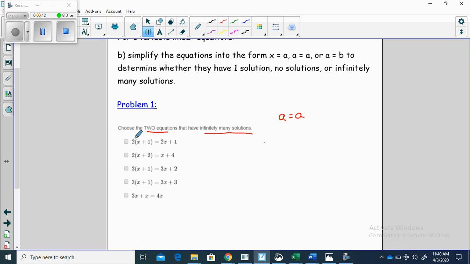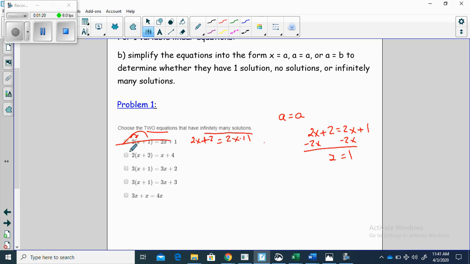If I have this, we can use distributive property, and this side becomes 2x plus 2 is equal to 2x plus 1. Now notice 2x plus 2 is not exactly like 2x plus 1. In fact, you can actually work it out and see what you get. If I subtracted the 2x from both sides, I wind up with 2 is equal to 1. So that is not an answer.